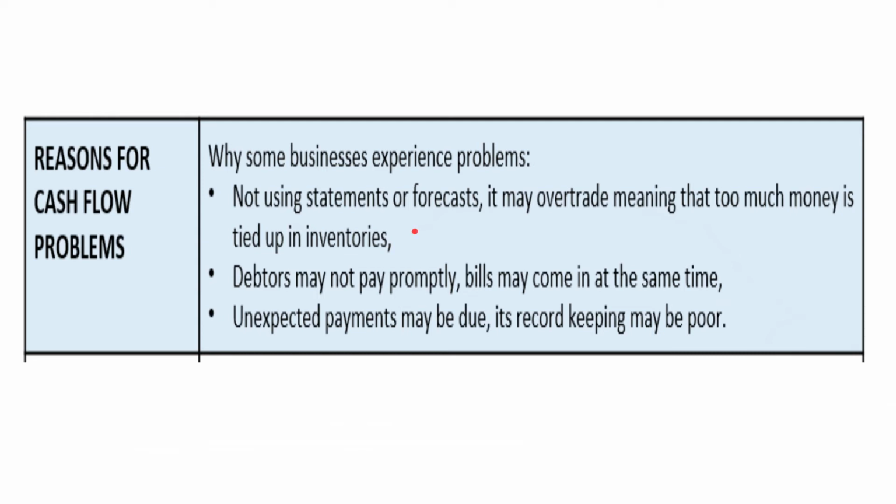Okay, so some of the reasons for this might be because, of course, they haven't used a cash flow forecast. It may be because they've been over trading, perhaps. That simply means that they've faced a lot of demand for their products, and they're having to buy loads and loads of stock, but they're not getting paid yet. It may be that debtors may not pay promptly. So this is your customers who are in debt to you may not be paying promptly. Bills may come in at the same time, and if you're not getting your payments from your customers, that's bad news. It could be about unexpected payments being due as well, and so on.